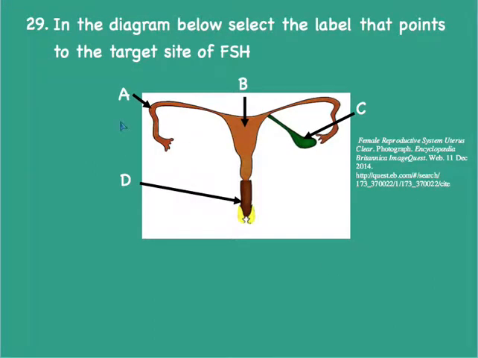In the diagram below, select the label that points to the target site of follicle-stimulating hormone. It stimulates the development of the follicle, and its target site is the ovary.